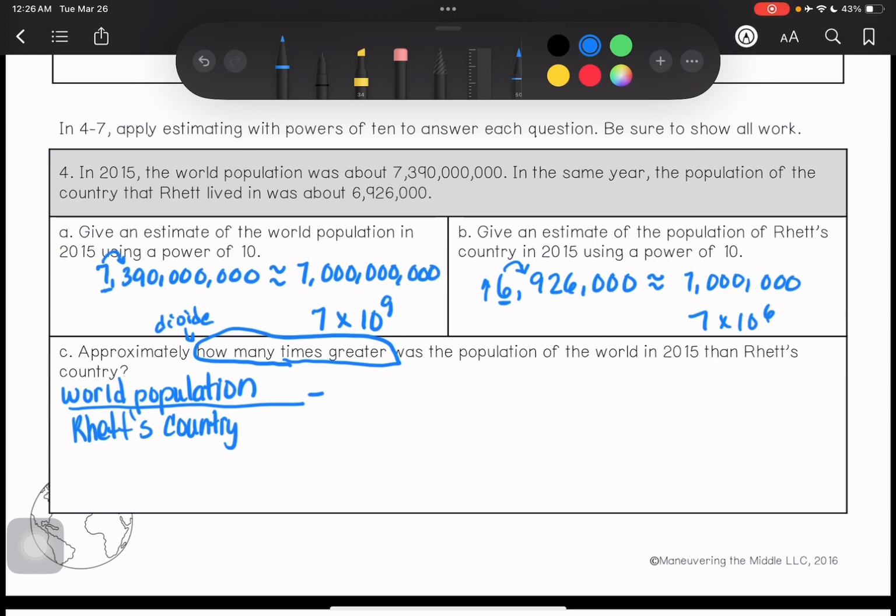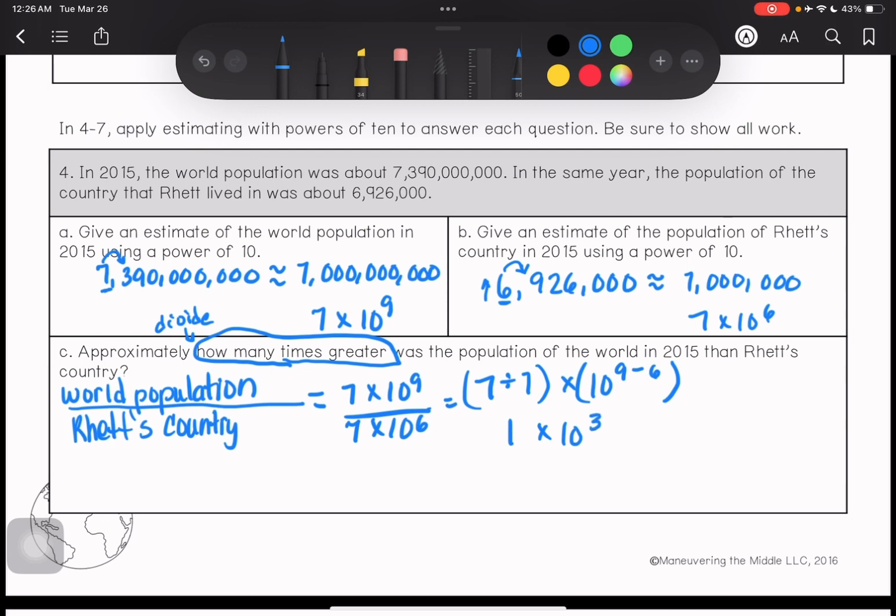Okay, so we look at the world population. The world population was 7 billion, which is 7 times 10 to the 9th. Red's country was 7 times 10 to the 6th. And now we're dividing because of the fraction bar. So 7 divided by 7 times 10 to the 9 minus 6 gives you 1 times 10 cubed. So we can say that it is 1 times 10 cubed or 1,000 times greater.